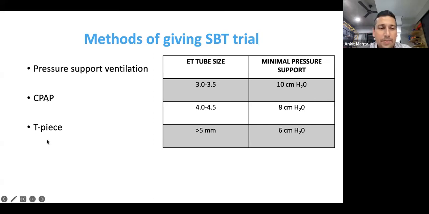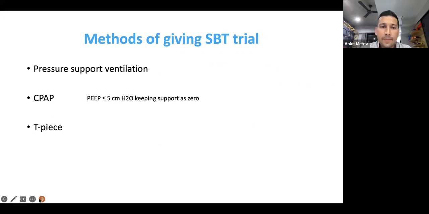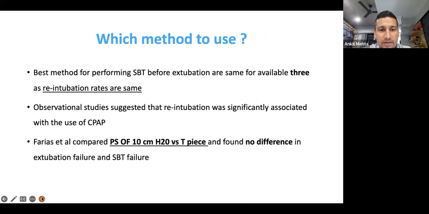For TPs, there are not a number of papers, but some units practice that they put the child on CPAP for 30 minutes. If they tolerate it well, they use a TPs of 20-30 minutes. If all is okay, they think about extubating the child or liberating them from mechanical ventilation. Okay, so this is what we discussed.